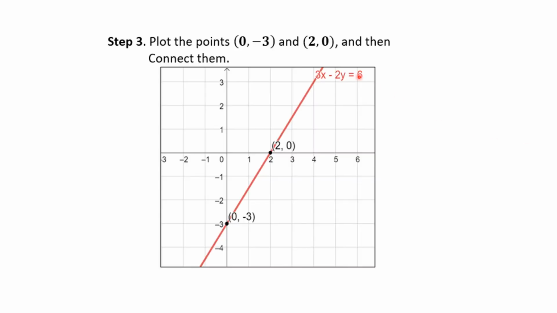So, we plot this. Step 3 is plot the points 0, negative 3, and 2, 0, and then connect them. So, just plot them, and then, make a straight line to have a graph.